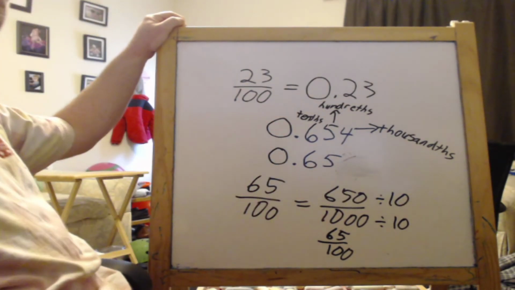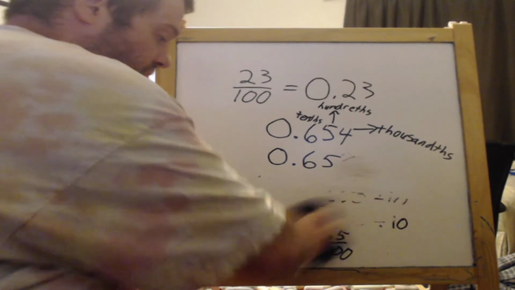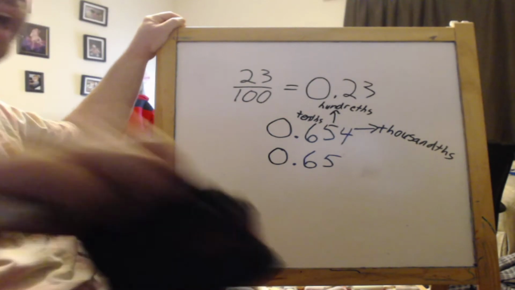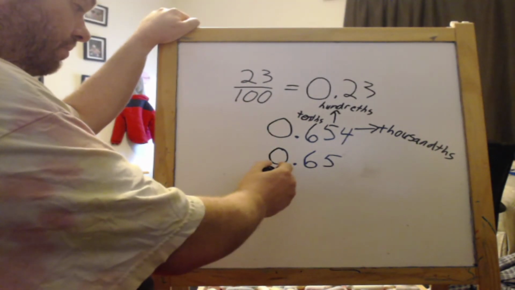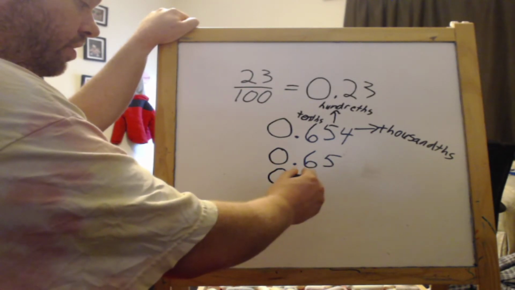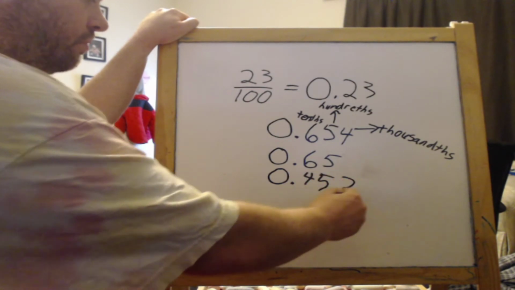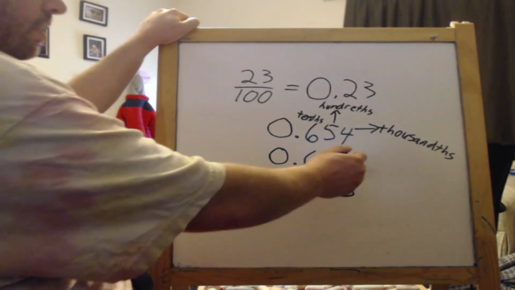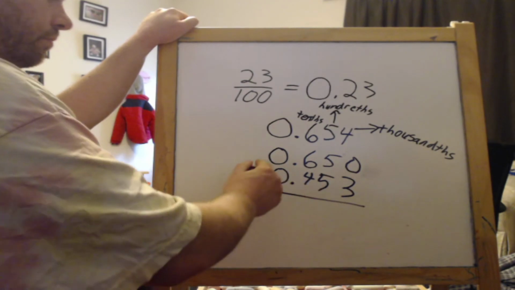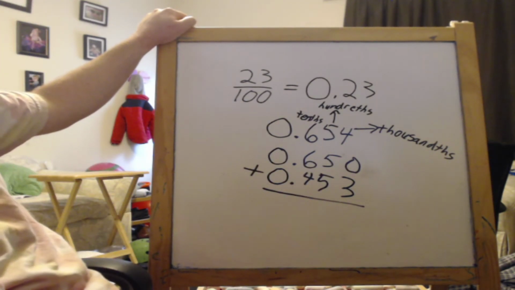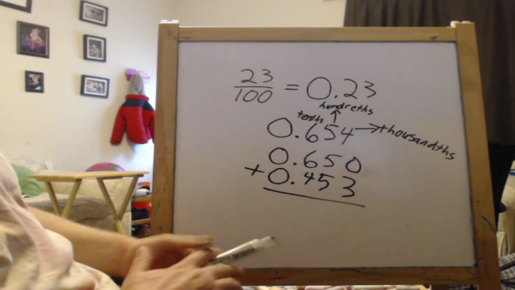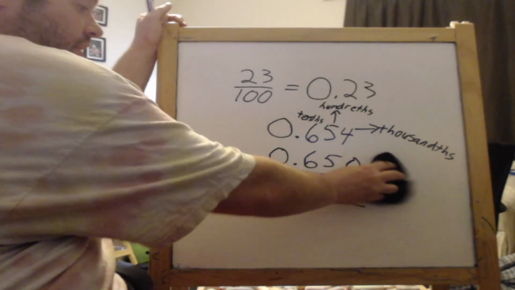Now, if you were subtracting or adding decimals, it might be useful to actually add the zeros. So if I were adding 65 hundredths with 453 thousandths, it might be useful to put the zero here just as a place filler. But I guess that would be for a different lesson.